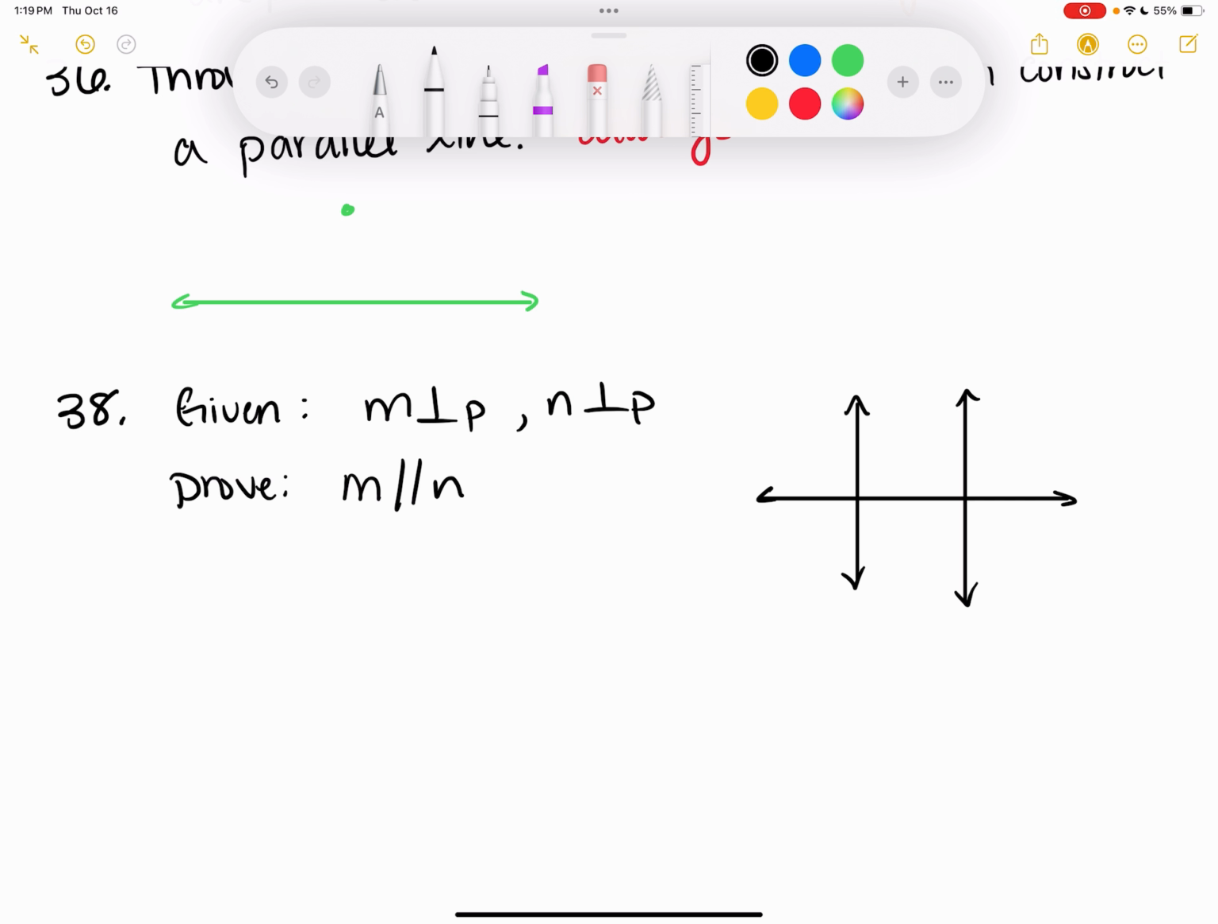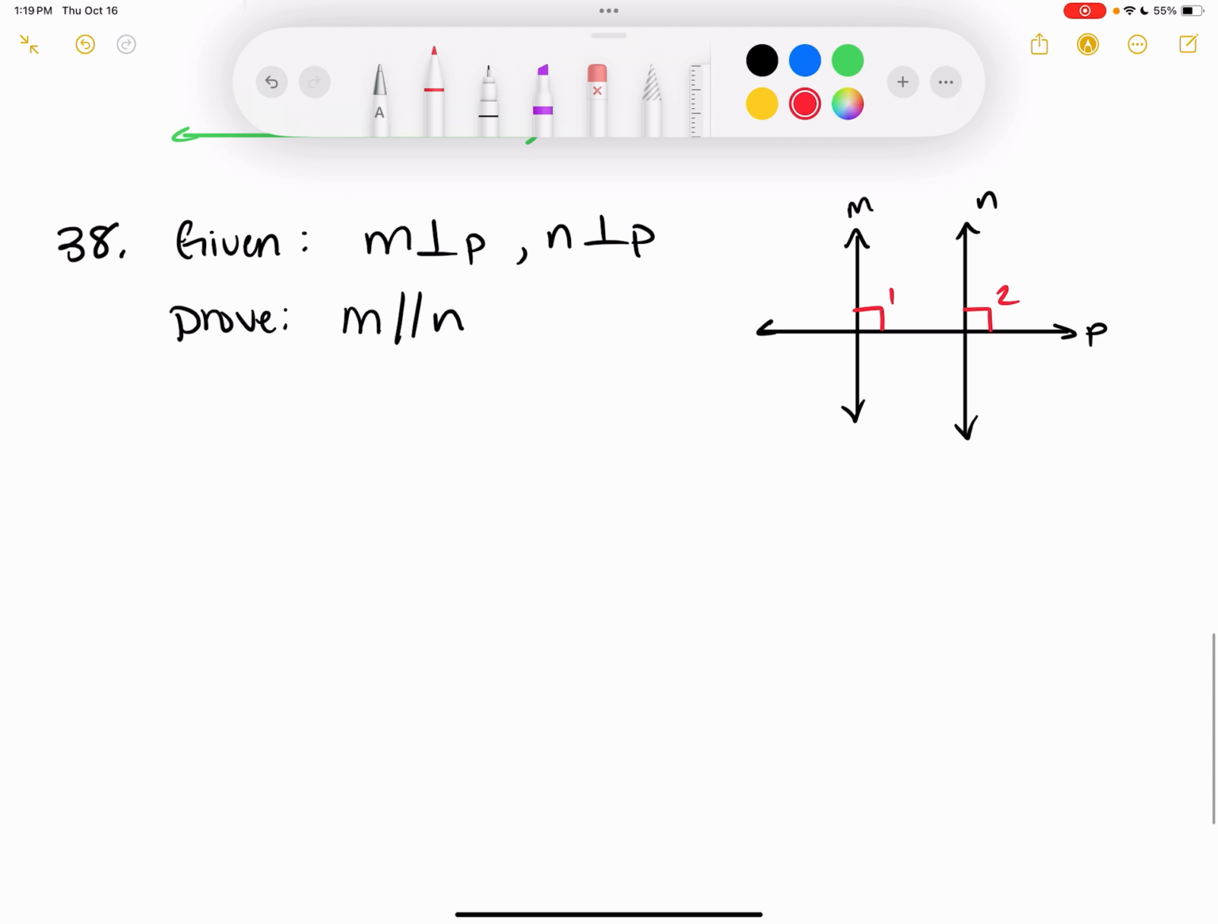This is M, this is N, this is P. They have these angles marked as right angles 1 and 2. So again, with this one, if you have one like this, they actually give you all of the statements. You just have to write the reasons and put them in order. Obviously if you have your book open, you can see them. But we're going to pretend that we know nothing and we're going to work through it this way.